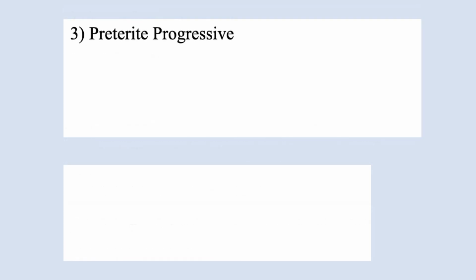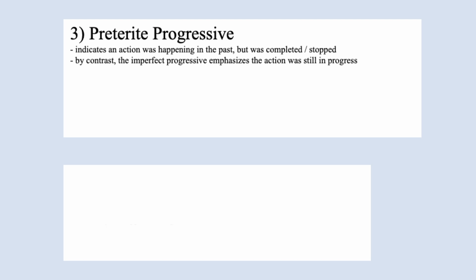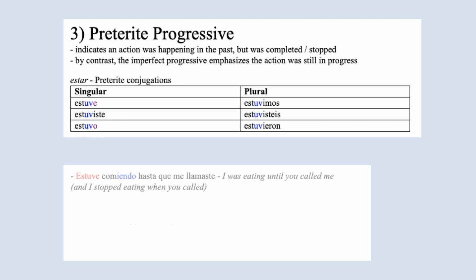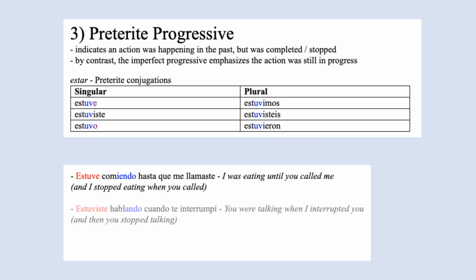The preterite progressive indicates an action was happening in the past, but it was completed or stopped. By contrast, the imperfect progressive emphasizes that the action was still in progress. Estuve comiendo hasta que me llamaste. This indicates that I was eating up until the point that you called me.